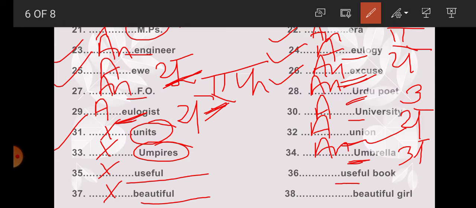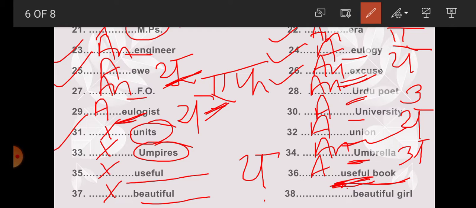Now next one, dash useful book. Here student, after useful there is book. So we can write an article here. We can put an article because there is a noun here, book, and the article must be according to the sound of the first letter. What is the first word here? Useful. Useful starts with the sound "ya". So which sound is it? Consonant sound. So a useful book.